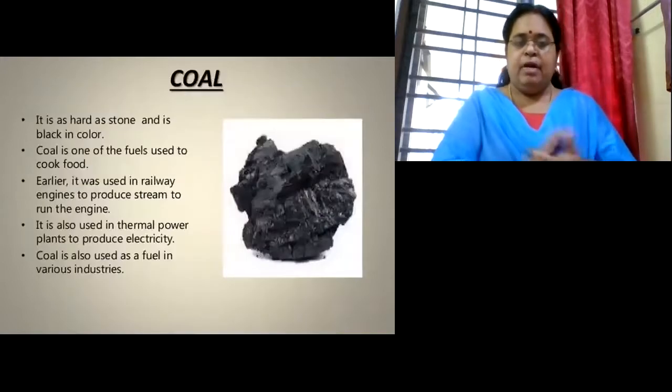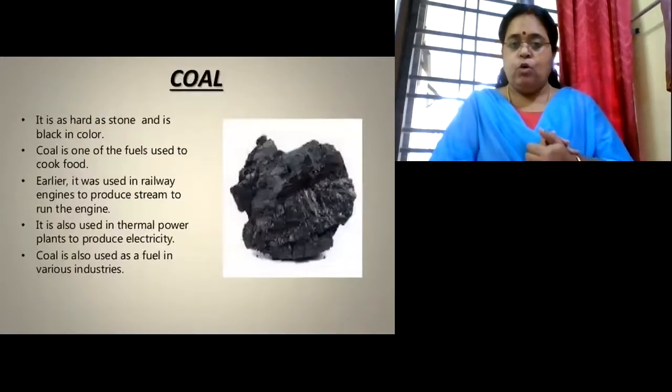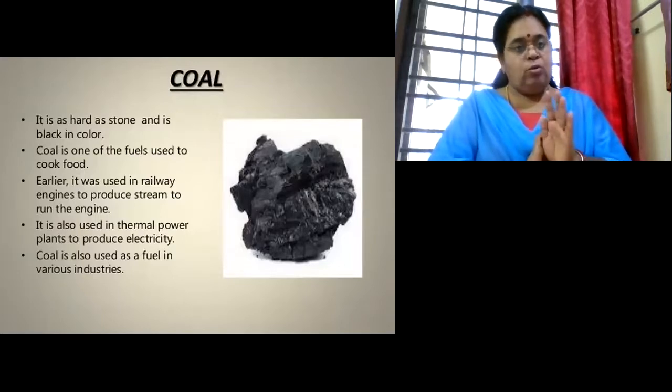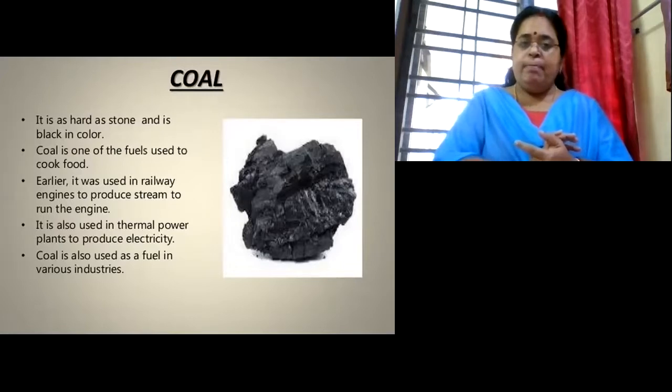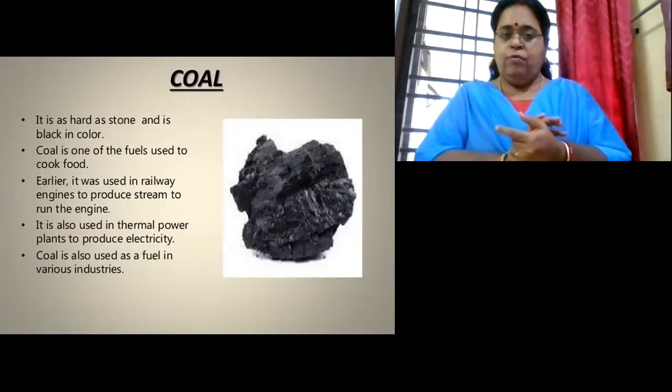Let us go to the next part, that is coal. We will study about coal in detail. Coal, you all know. How does coal look like? You might have seen coal also. Coal is very hard. It looks like a stone and it is always black in color. And it is one of the fuels that is used to cook food. In the earlier days, when gas was not used so much as it is used now, coal was the only cooking medium. Even in the villages now, if you go, you will still see people cooking with the help of coal. So it is one of the important fuels that is used to cook food.